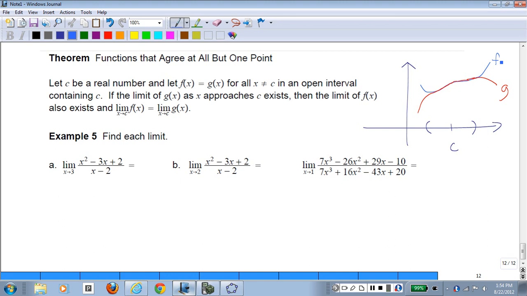They agree. They have the same value everywhere in the interval except possibly at c. We don't know what's going on at c, so let's put a circle there. Maybe they're both defined but have different values. Maybe they're both defined to have the same value, but it's not the value that we expect. It doesn't matter what's going on at c, but in an open interval containing c, they agree. Well, the limit of f of x as x approaches c is equal to the limit of g of x as x approaches c. That's the conclusion. The two functions must have the same limit if they agree on an open interval containing c.